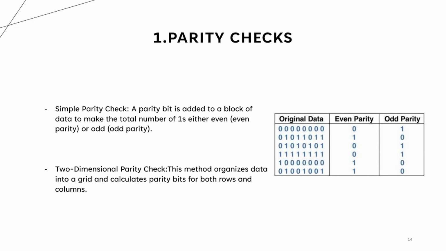Next, we move to the two-dimensional parity check. This method organizes the data into a grid and calculates the parity bits for both rows and columns. It can sometimes correct single-bit errors and detect some multi-bit errors. It is also more reliable than the simple parity check, but it still has a limitation in detecting complex error patterns.